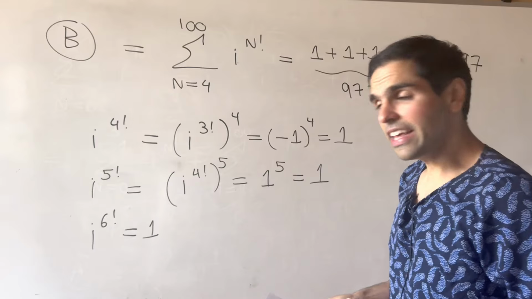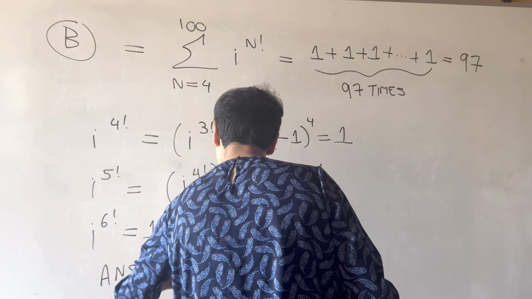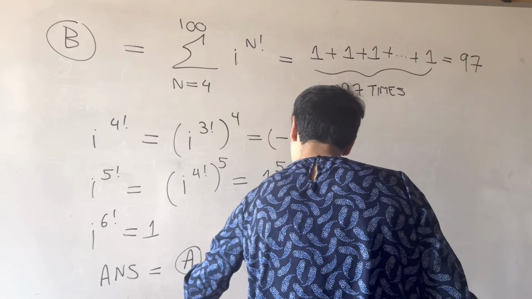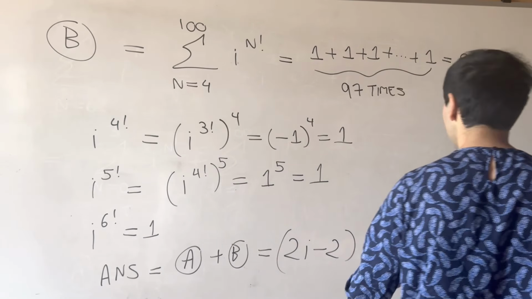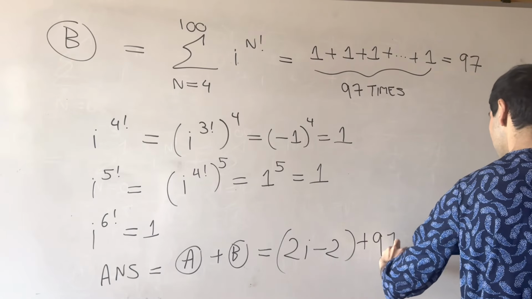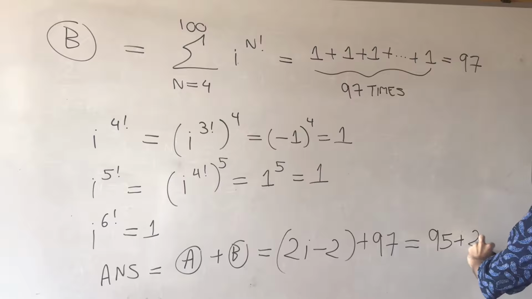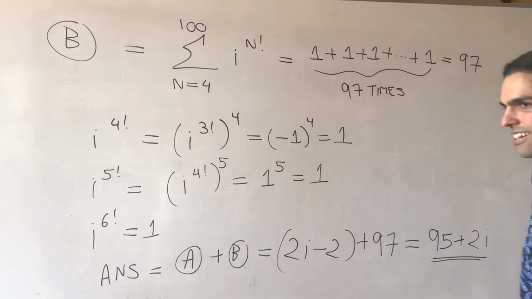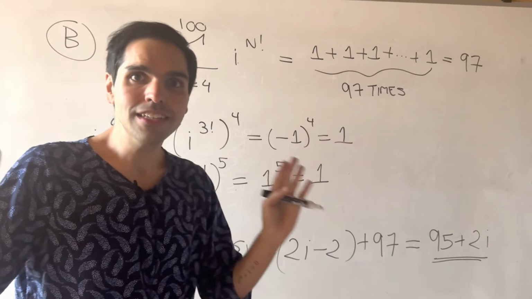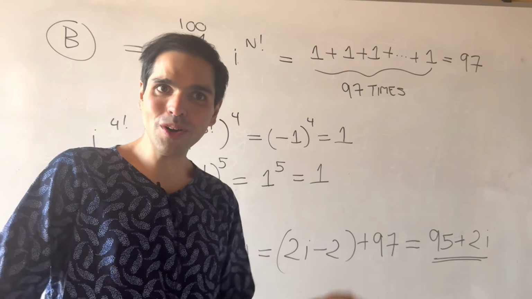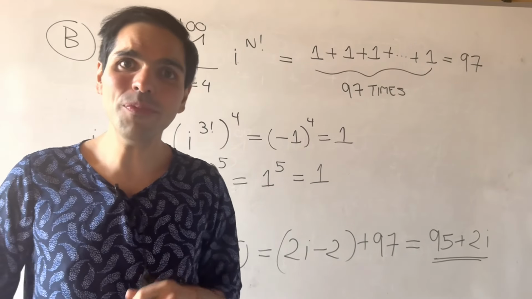So then, in the end, what is our answer? Remember, it was A plus B, and that is 2i minus 3 plus 97, and that becomes 94 plus 2i. How cool is that? And really, this is to show you that some complex sums look complex, but they're not too complicated.